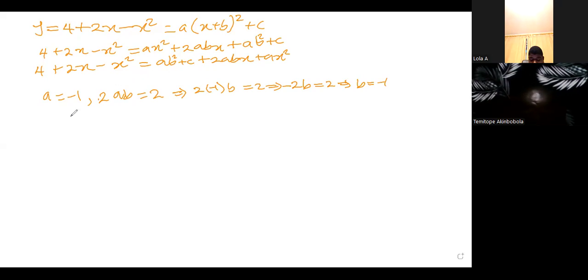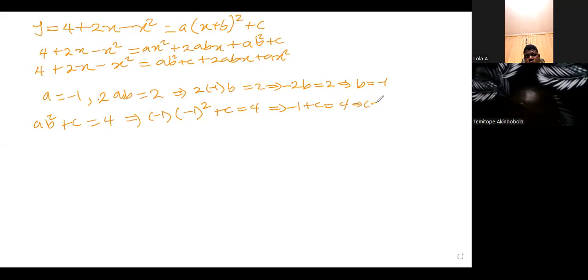Then the constant term, which is ab² + c, will be equal to 4. So substitute the values of a and b that have been obtained. a is -1, b is also -1, so -1 times (-1)² + c equals 4. (-1)² is 1 times -1, we have -1 + c equals 4. So c will now be 4 + 1, that's 5. c equals 5.